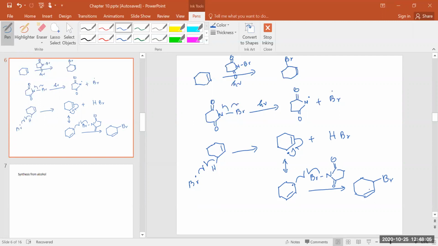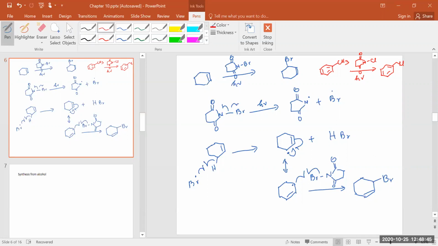Similarly, if you take benzylic, let's say toluene, okay, here CH3. And you take N-chlorosuccinimide, then it will form benzyl chloride under similar condition of the presence of light energy.